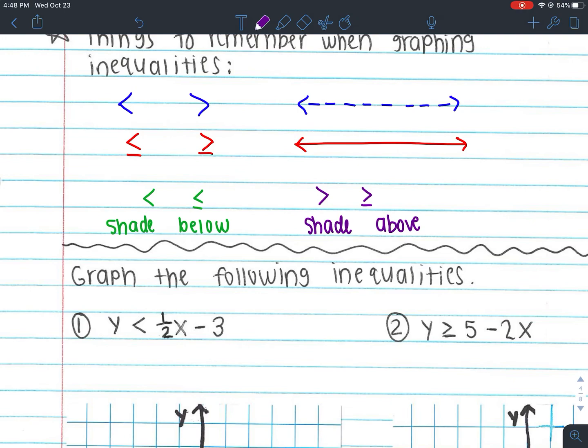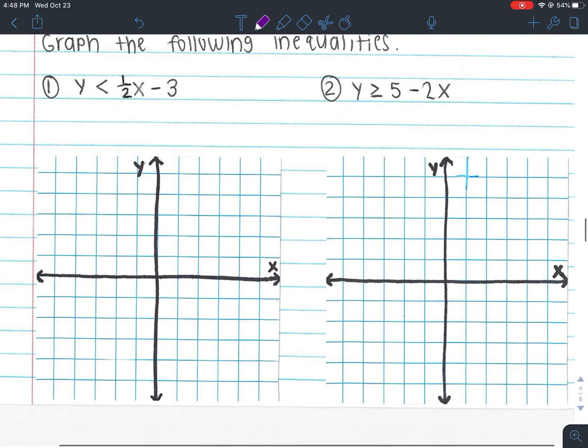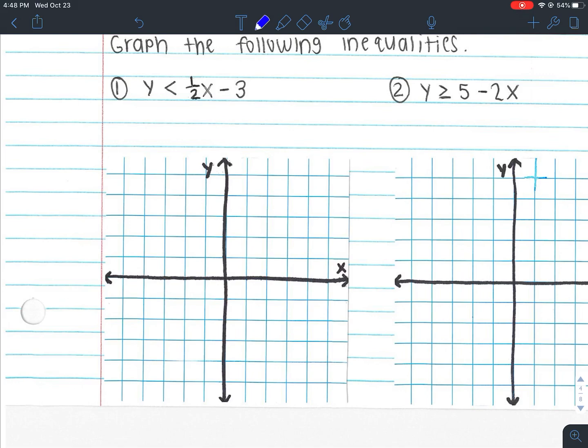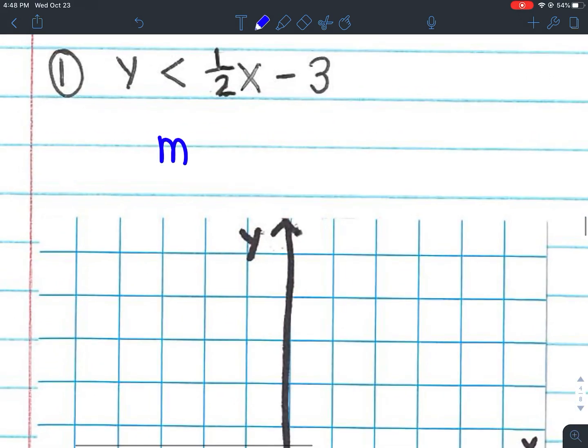Now, we haven't used it, so again, it might be a little confusing, but you just have to remember. Instead of open and closed circle, you have dashed and solid lines. And instead of shading left or right, you would shade above or below. So, number 1, I have y is less than 1/2 x minus 3. The first thing I would check is, is this in y = mx + b form? And I would say yes. So what is my slope here?